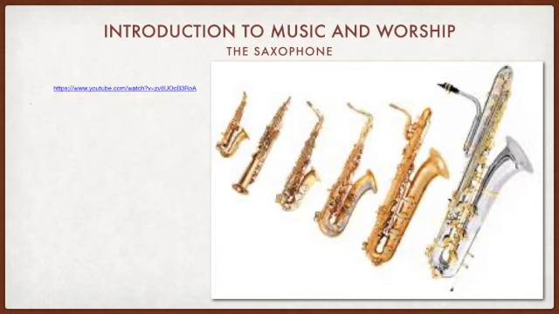Like the clarinet and flute, there are many members of the saxophone family. The sopranino sax is pitched an octave above the alto sax. The soprano sax is pitched an octave above the tenor sax. And then moving to the right in this picture, you have the alto sax. Then we have the tenor sax, the baritone sax, and the bass saxophone.